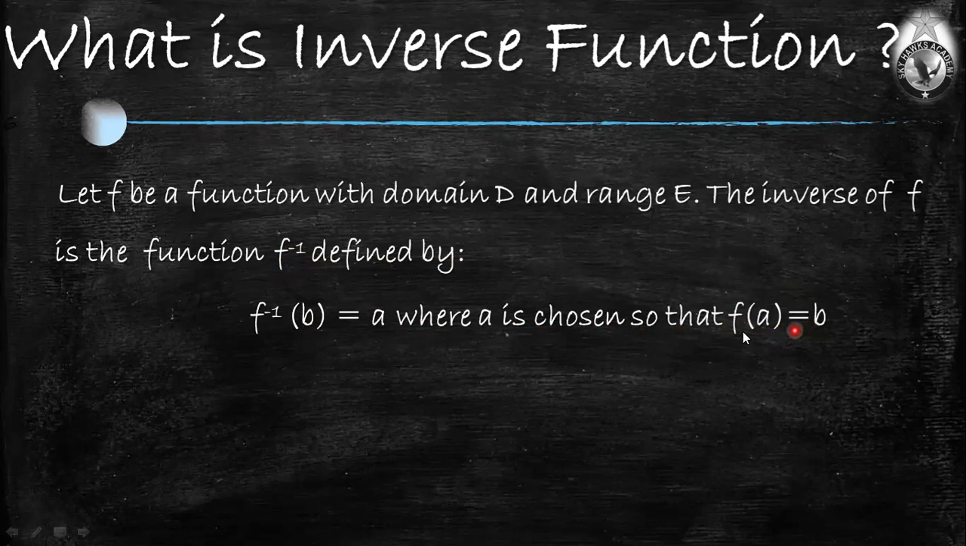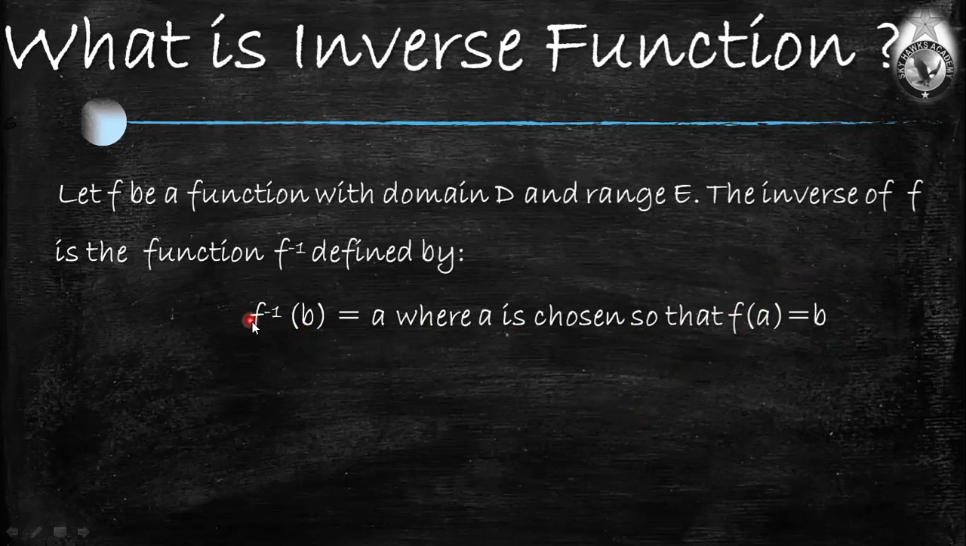So from here you can say that initially it was f, the value of the function at a is equal to b. But if we are getting the inverse of this, we will have to reverse everything, in the sense that this f will go on the other side. This will become f inverse of b, that is equal to a. So, the reversal of everything.